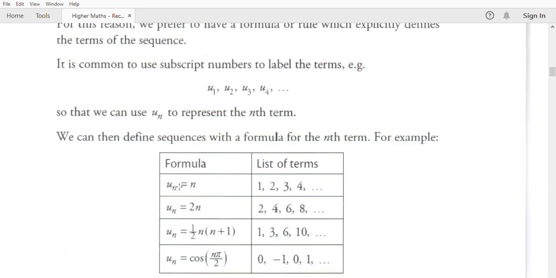So let's have a look at these ones. Un equals n. So in the case of U5, n is 5. So U5 would be 5, U3 would be 3, the 3rd term is 3. Here we have the formula Un equals 2n, so that's going to give us the even numbers. So U3 would equal 2 times 3, which is 6. In other words, the 3rd term would be 6: 2, 4, 6, there it is.